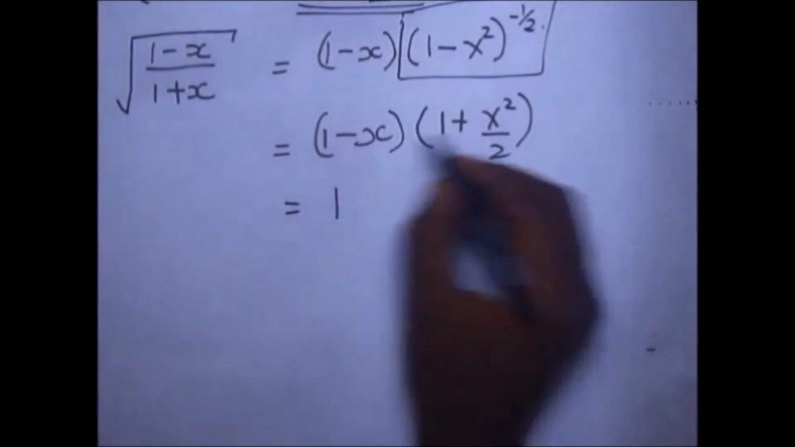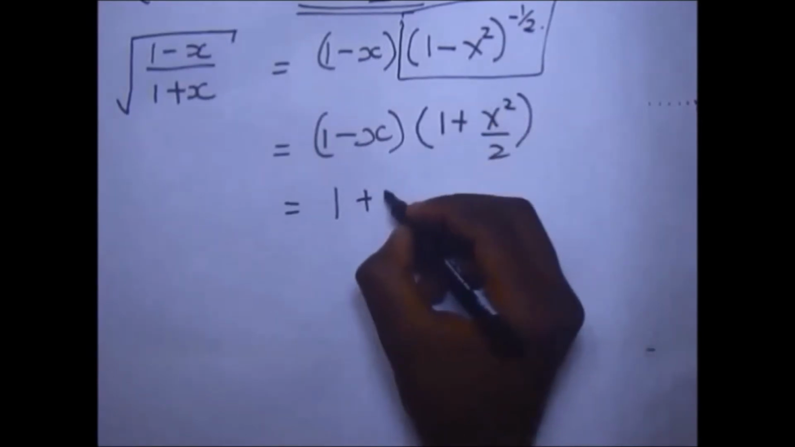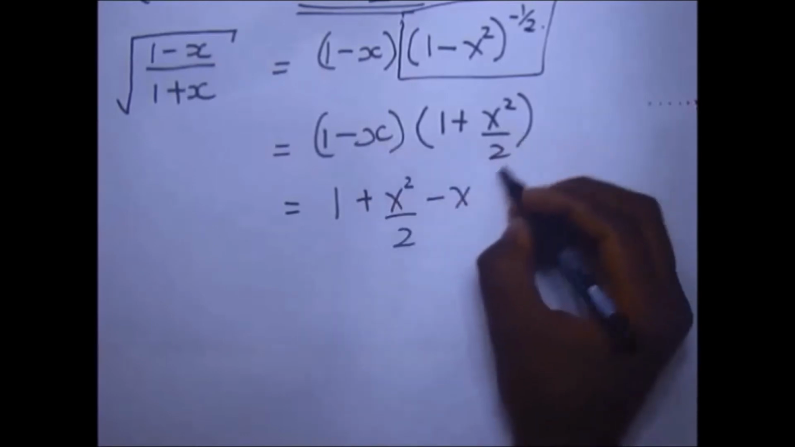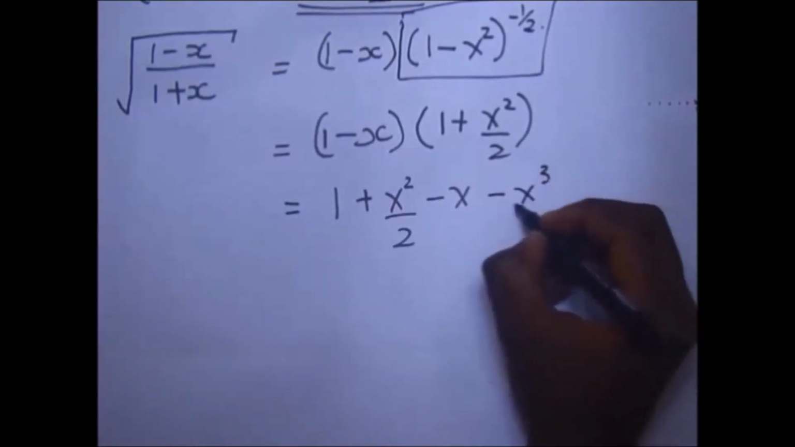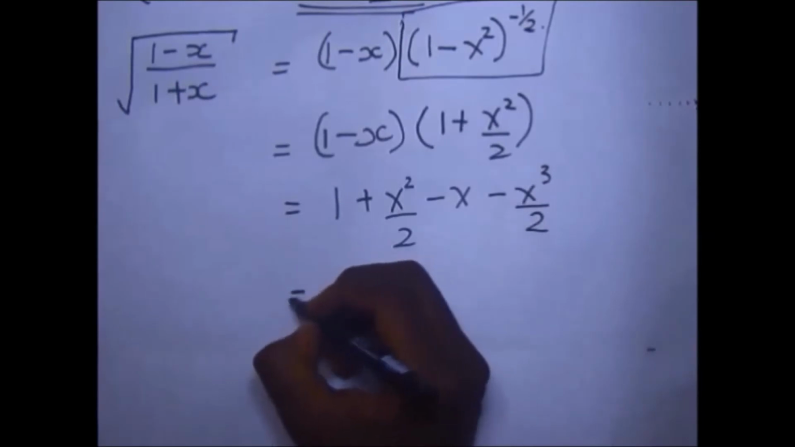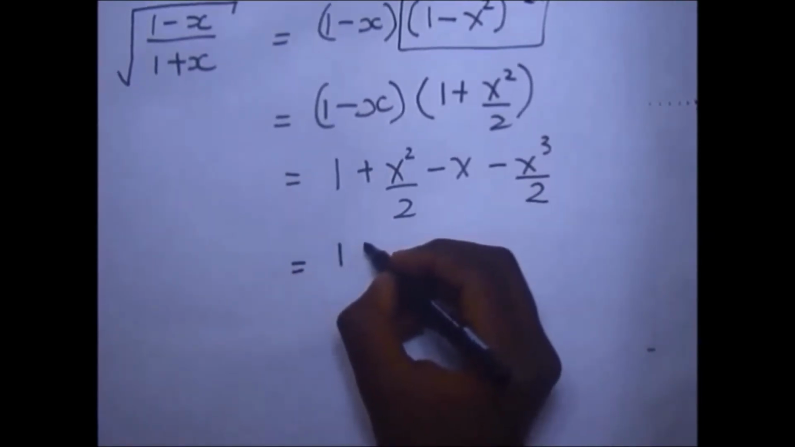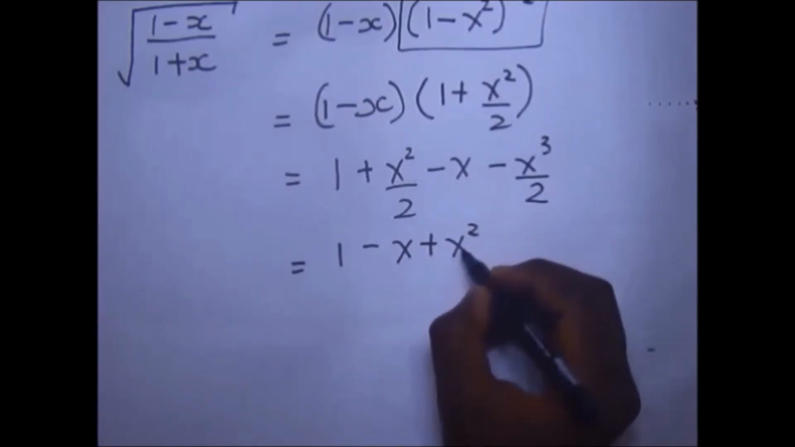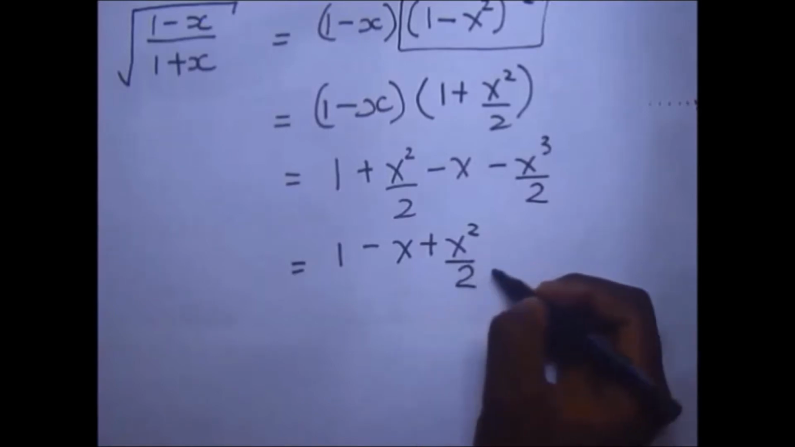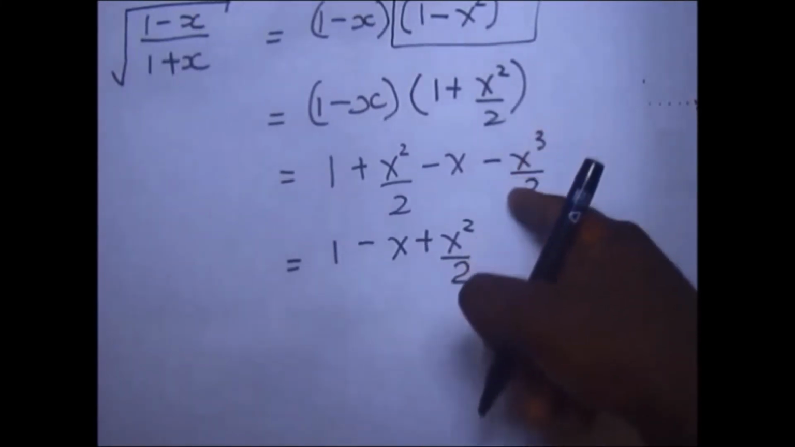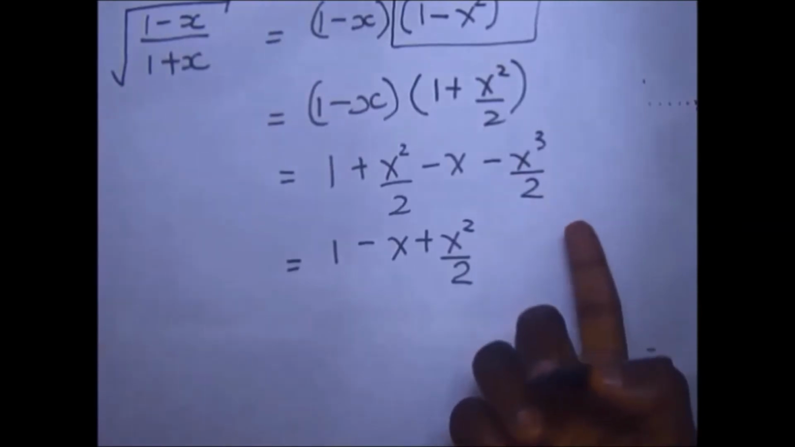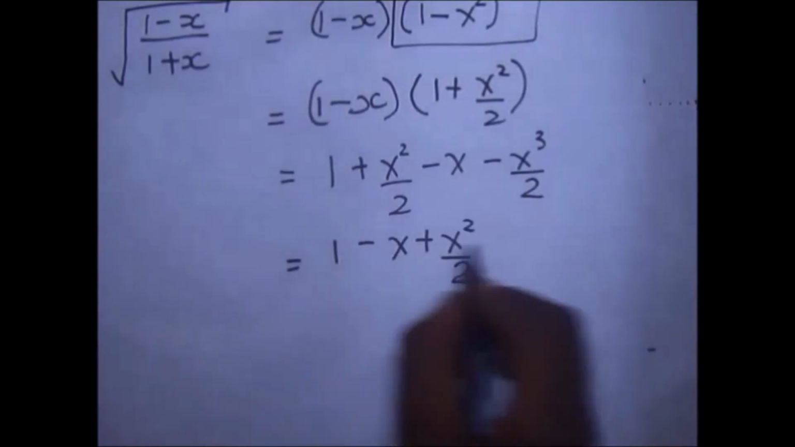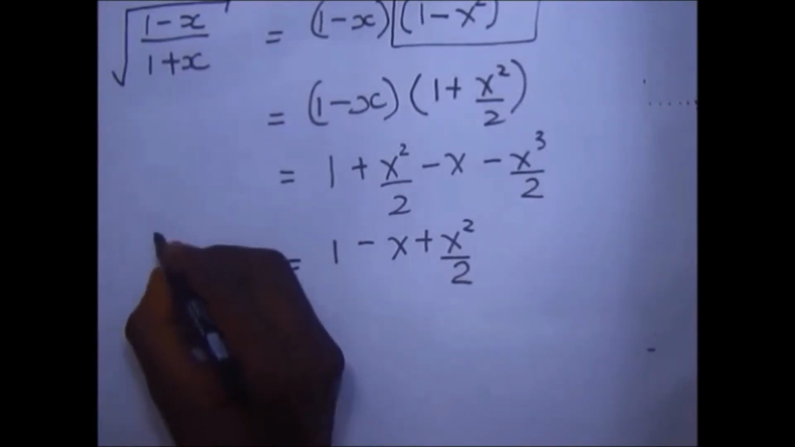We open brackets. 1 times 1 is 1, plus 1 times that is x squared over 2. This times that is minus x. This times that is minus x cubed over 2. So there we shall get our answer as 1 minus x plus x squared over 2. We shall ignore this. Why? We ignore this because the question is still telling us that the cube and the higher powers can be neglected. And so in essence, here we have shown that we have answered the question.